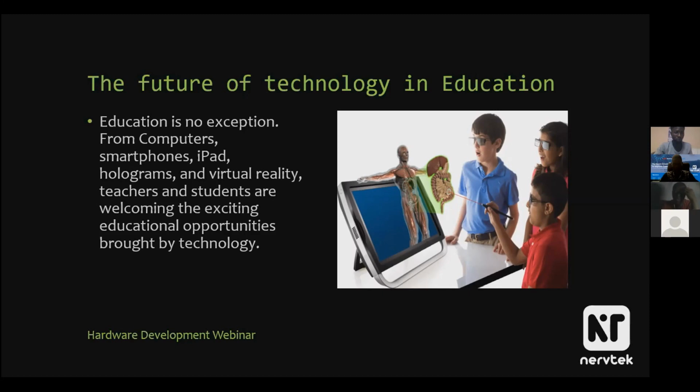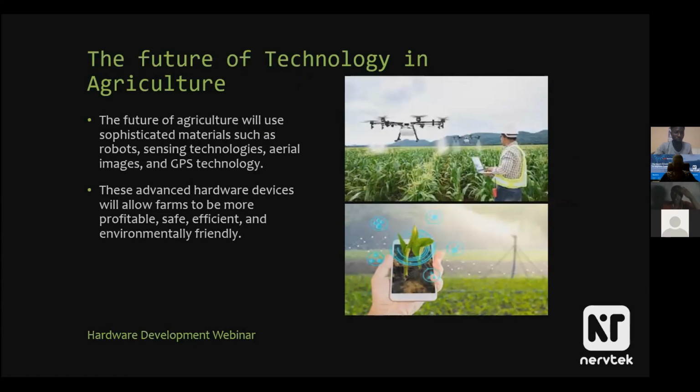And then we'll go into agriculture. The future of agriculture will use sophisticated materials such as robots and sensing technologies. When we talk about sensing technologies, we talk about sensors. Now we don't have to bother about checking the temperature of our farms or the moisture content, because we have sensing technologies that have been possible due to hardware development.